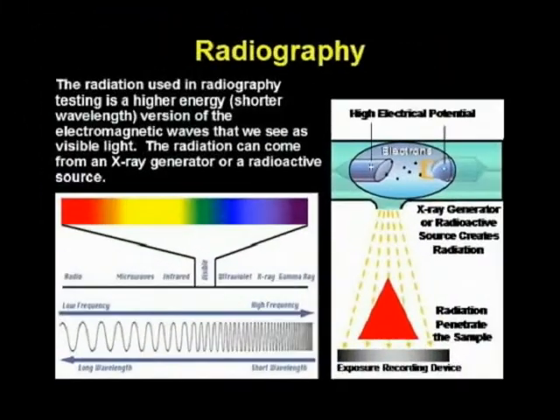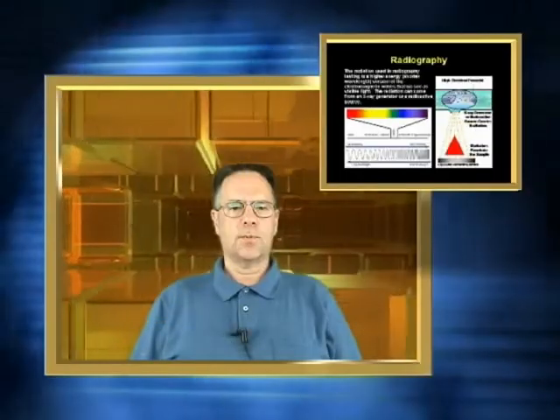Most of us are familiar with radiography. Visible light is just a very small portion of the electromagnetic energy spectrum. X-rays are a much higher frequency or shorter wavelength and are capable of penetrating many solids. The radiation can be created by crashing high-energy electrons into a target or from a radioactive source.